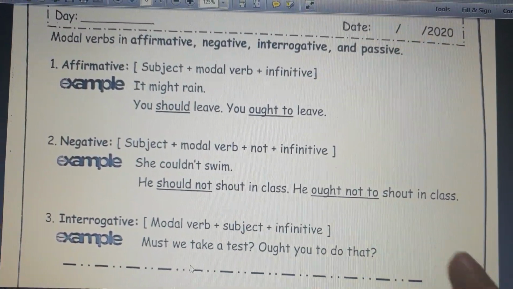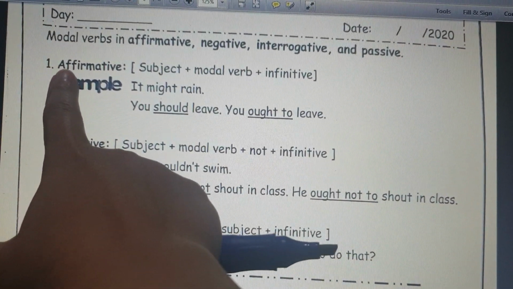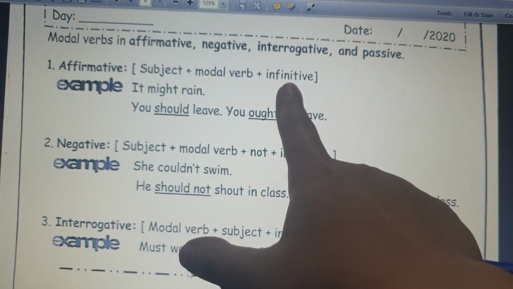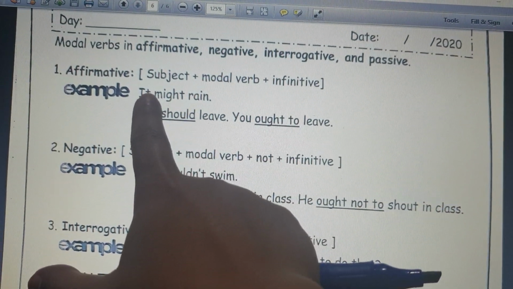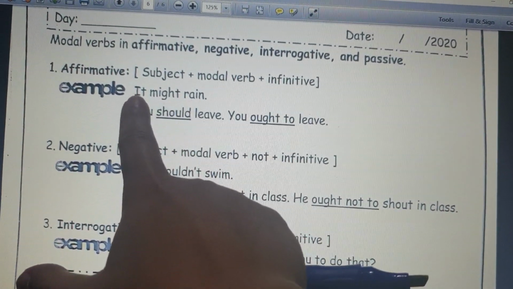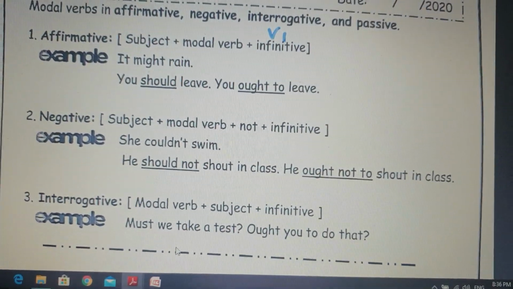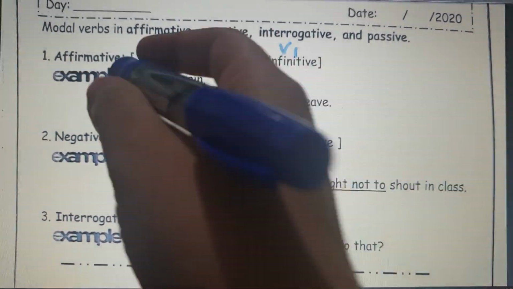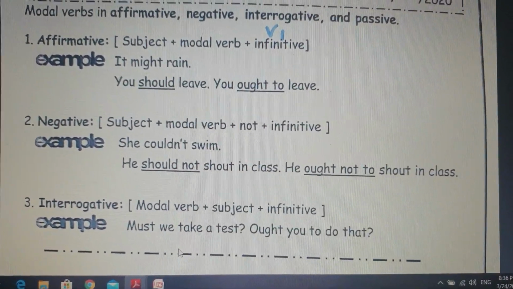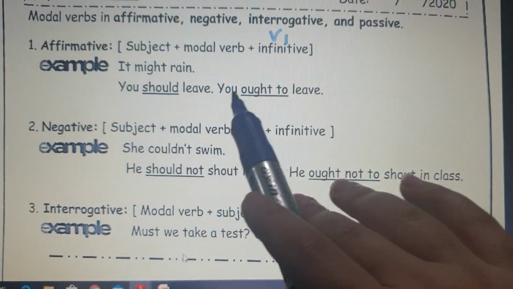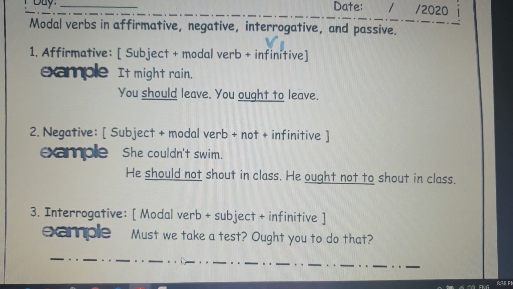In the modals, we use subject, modal verb, infinitive. It might rain. Infinitive like verb 1. Okay, grade 7. Affirmative means regular sentence. Subject, modal verb, verb 1. It might rain, you should leave, you ought to leave.